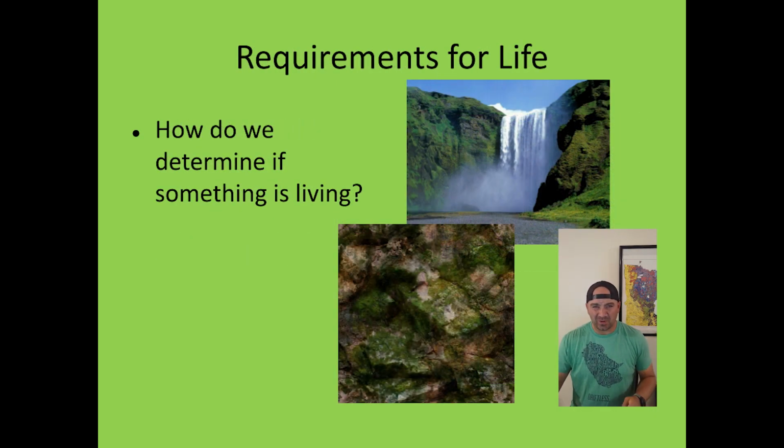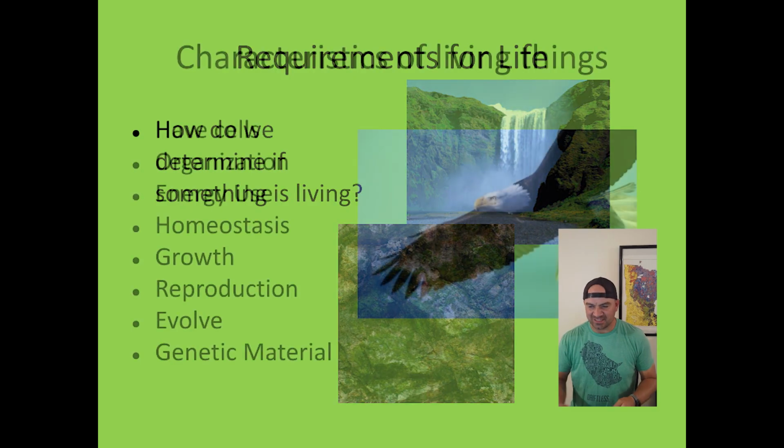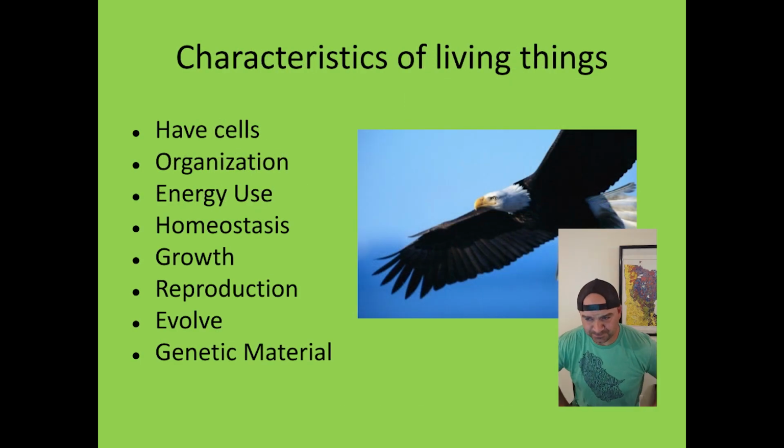Before we can dive too far into biology, though, we have to ask ourselves, how do we determine if something is living? All right, so we know certain things like water. Water behaves differently than some of the other structures, elements and compounds that we see, but we know water's not alive, even though it's moving, even though it is essential for life. And so how do we determine if something is alive? We have these 8 basic characteristics of living things.